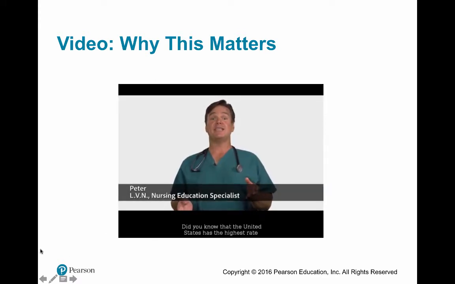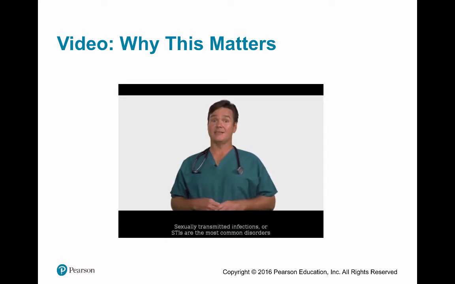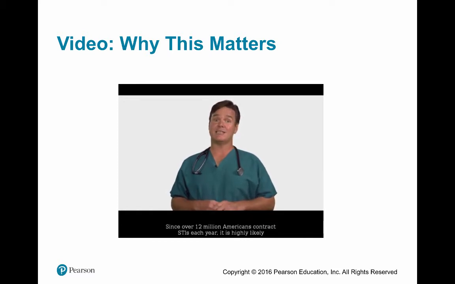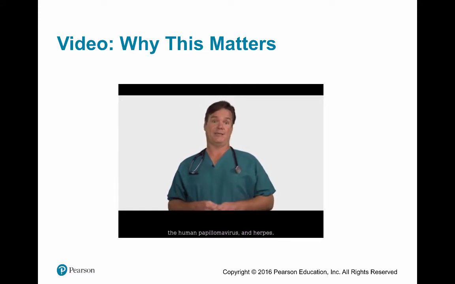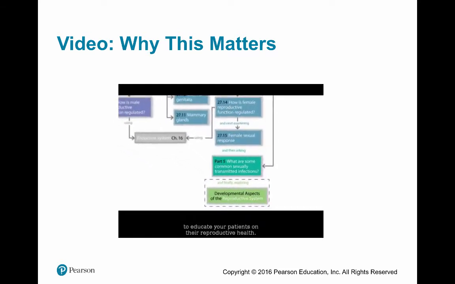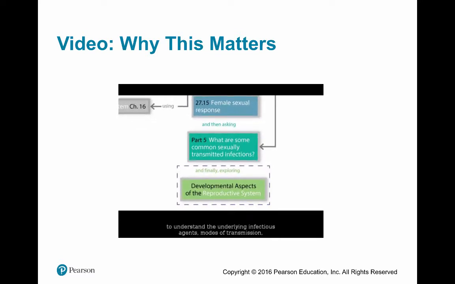Did you know that the United States has the highest rate of sexually transmitted infections among developed countries? Sexually transmitted infections, or STIs, are the most common disorders of the reproductive system. Since over 12 million Americans contract STIs each year, it is highly likely that you will encounter some of the most prevalent STIs in your patients, including gonorrhea, chlamydia, the human papillomavirus, and herpes. As a healthcare professional, it is very important to educate your patients on their reproductive health. In order to do this effectively, you will need to understand the underlying infectious agents, modes of transmission, and symptoms of the most common STIs.